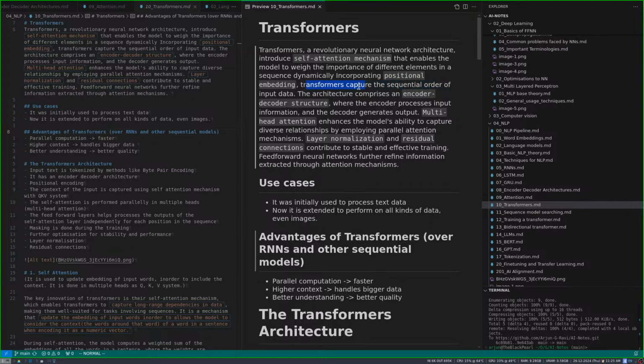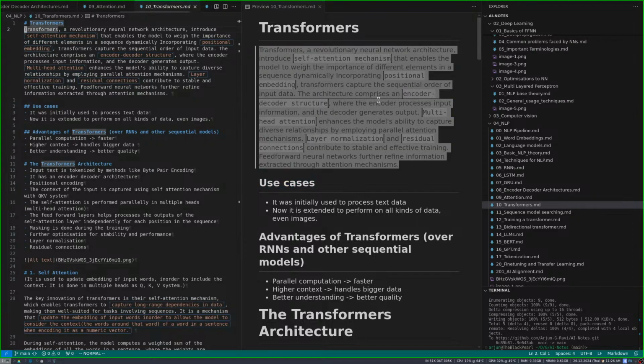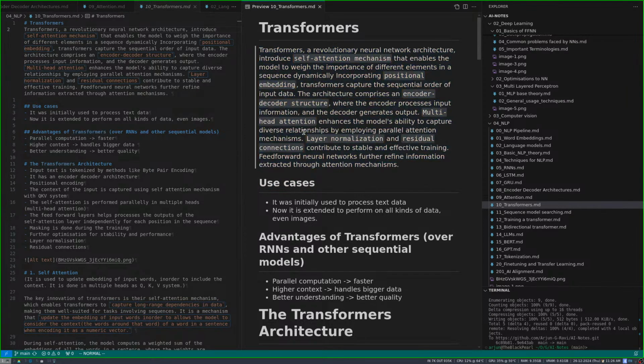Transformers capture the sequential order of the input. The architecture comprises an encoder decoder structure, where the encoder processes input information and the decoder generates output. Multi-head attention enhances the model's ability to capture diverse relationships by employing parallel attention mechanisms. Layer normalization and residual connections contribute to stable and effective training. Feed-forward neural networks further refine the information extracted through the attention mechanism. So this is a very nice summary of transformers.